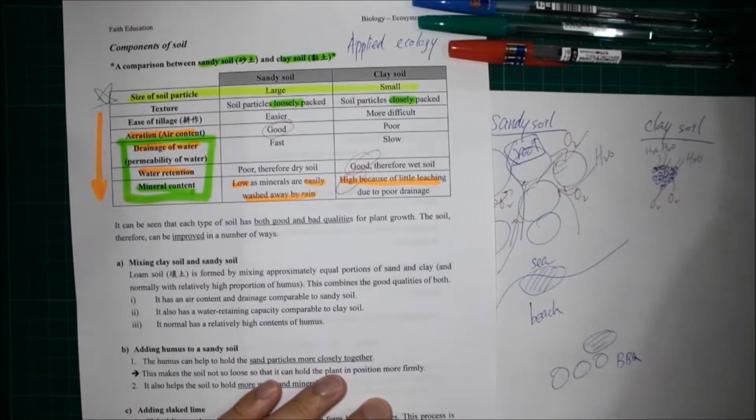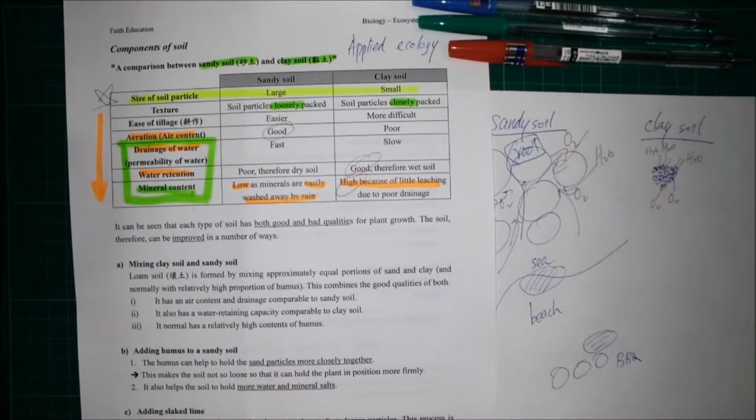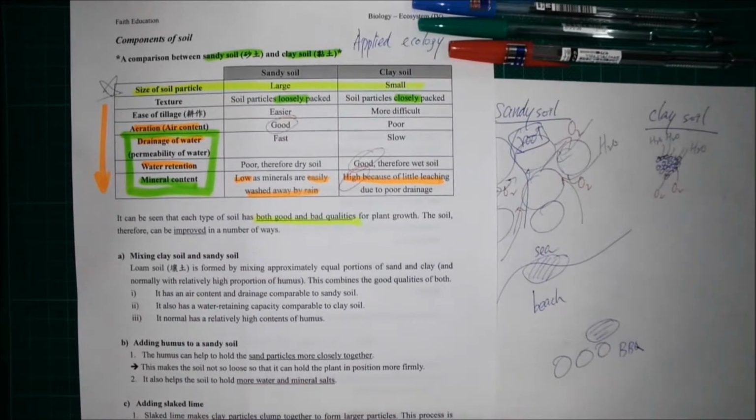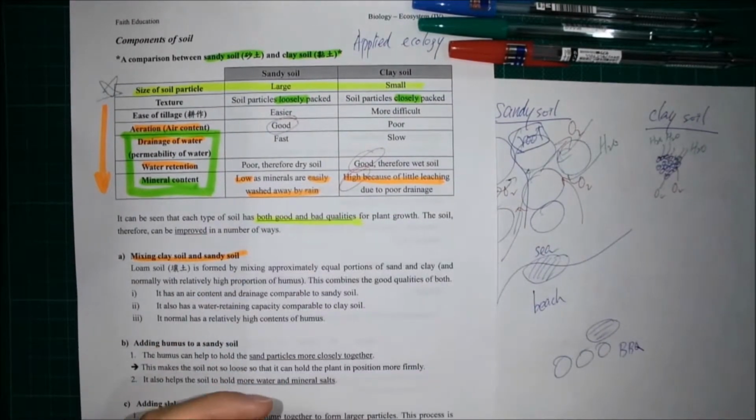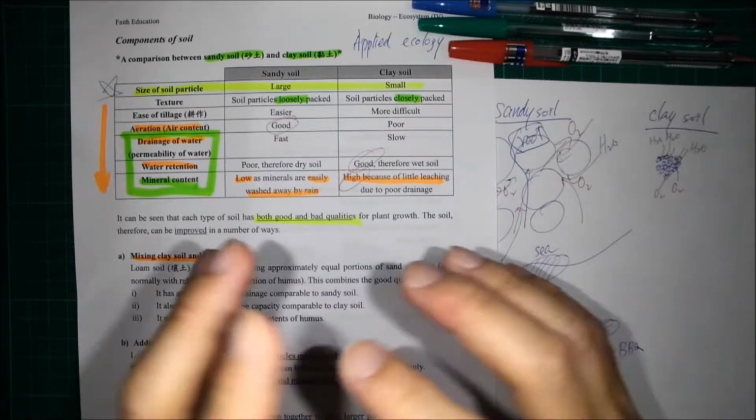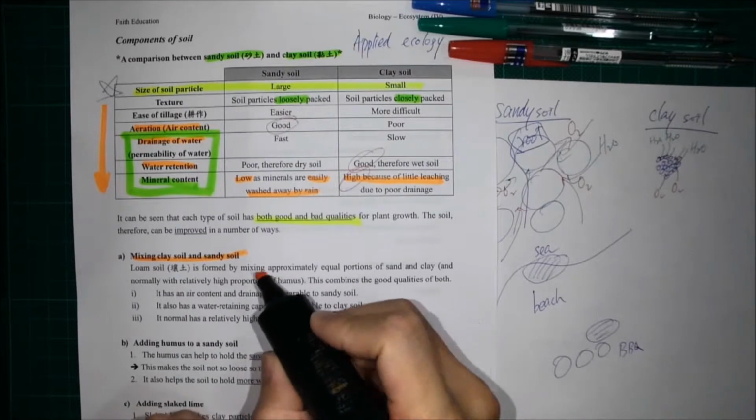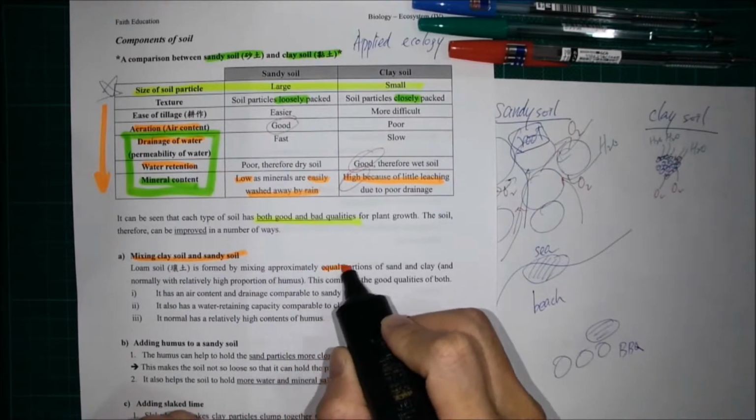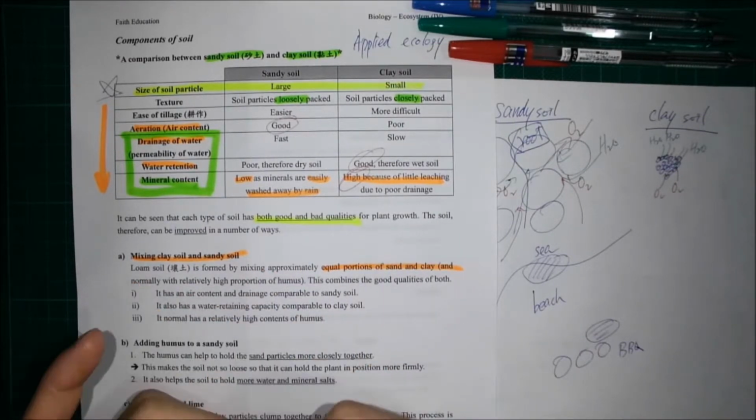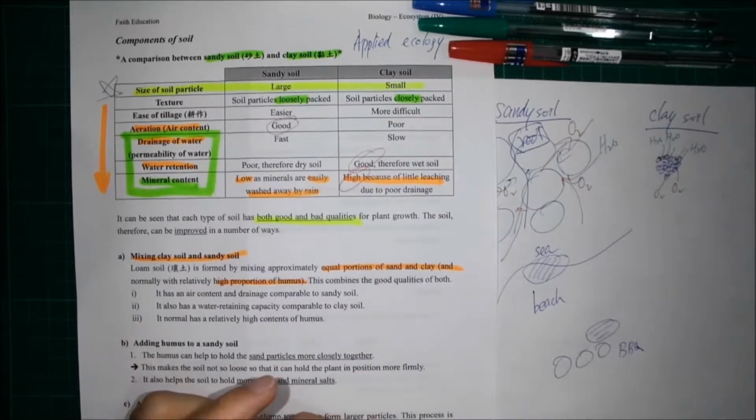So actually, both of them are not that good, and not that bad as well, because they have both good and bad qualities. So the solution is that we try to mix them together to make a suitable soil for farming. That's why we mix approximately equal proportions of sandy soil and clay soil, and also we add some humus.